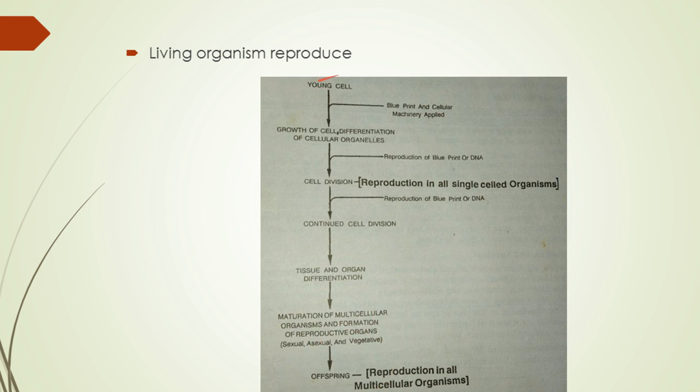How is a young cell formed? First of all, when the male gamete fuses with the female gamete and gets a proper environment, then a zygote is formed. Then the zygote will further divide into blastomeres, and these blastomeres further form an embryo, that is the young cell. The young cell matures to become an offspring. So a living organism can reproduce.